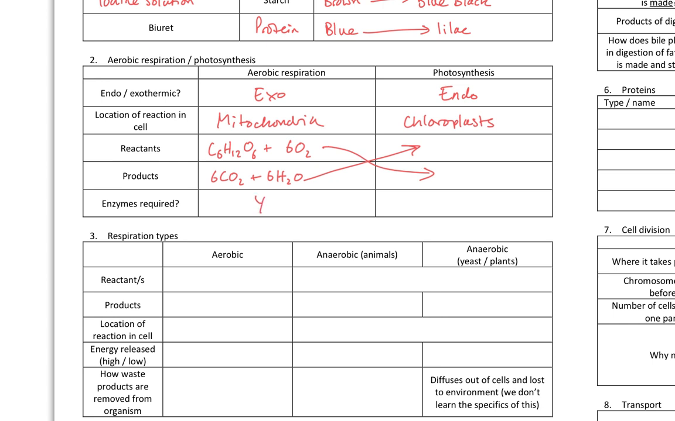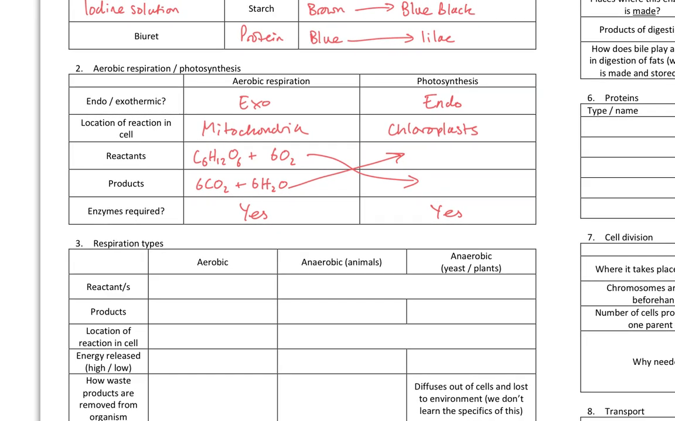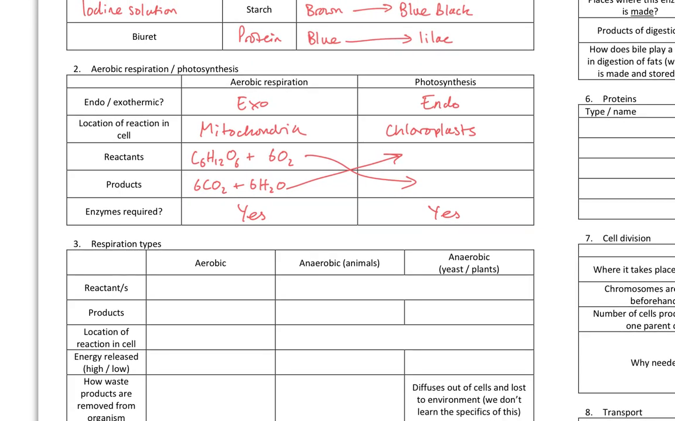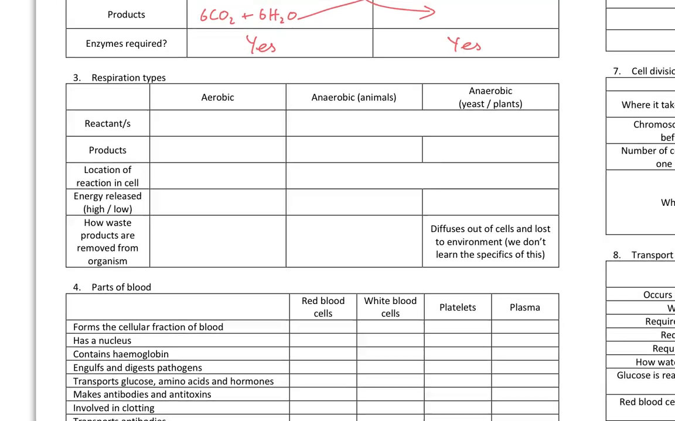Enzymes required is yes and yes. These are chemical reactions controlled by enzymes, and therefore temperature affects both of these reactions. Get it too hot and the reactions stop because the enzymes denature.